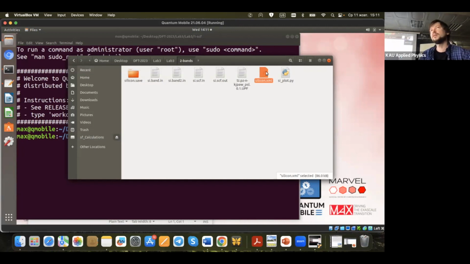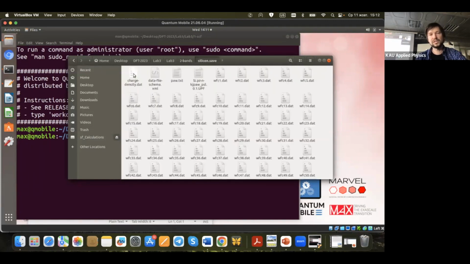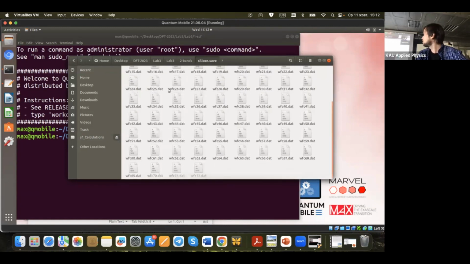Without this silicon XML, we can't start the next part of our calculation because it contains some information about our previous calculation. And this out file, SCF out, is only for us, for people. But XML is for the program. And we have silicon save. Last time I told you that it's a folder with all wave functions. You see, we have 72 wave functions. Each wave function was calculated in some irreducible k-point.